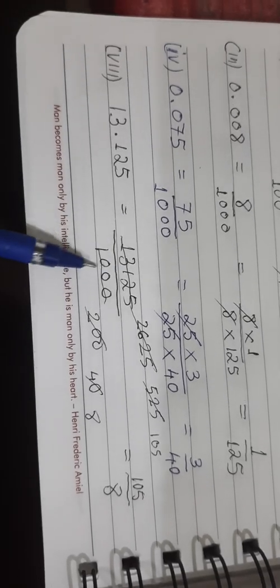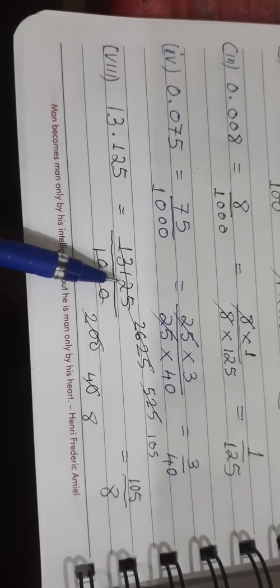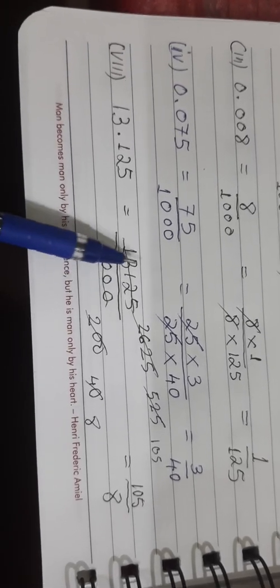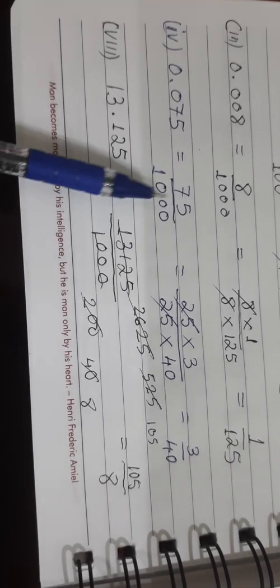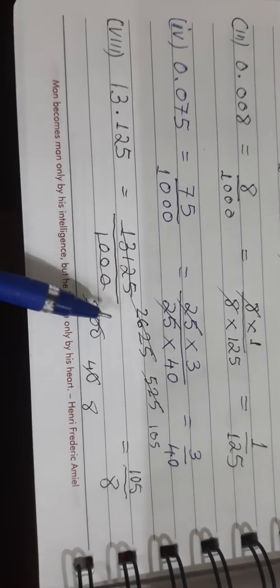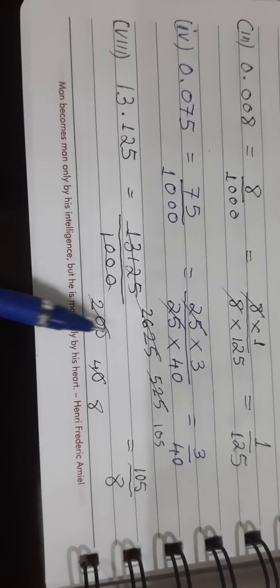Now here is the fraction. I am using 5 table to cancel both of them. I hope by now you all know how to cancel. This also you could have done by the cancellation method. Okay, so I am using the 5 table.